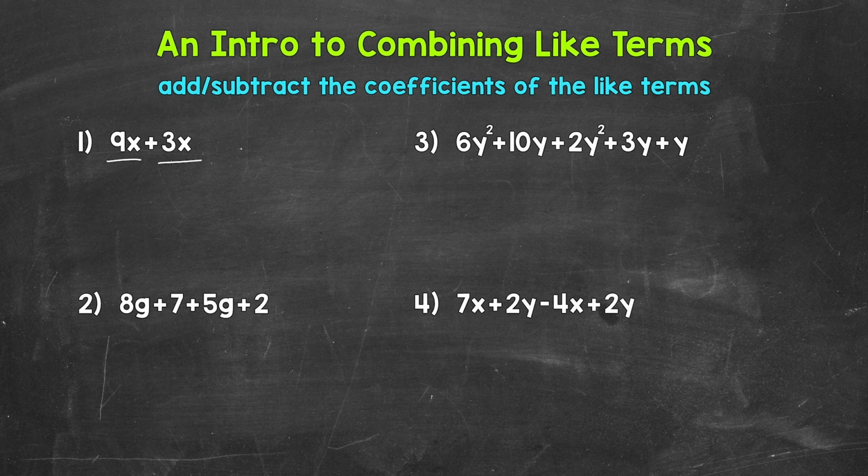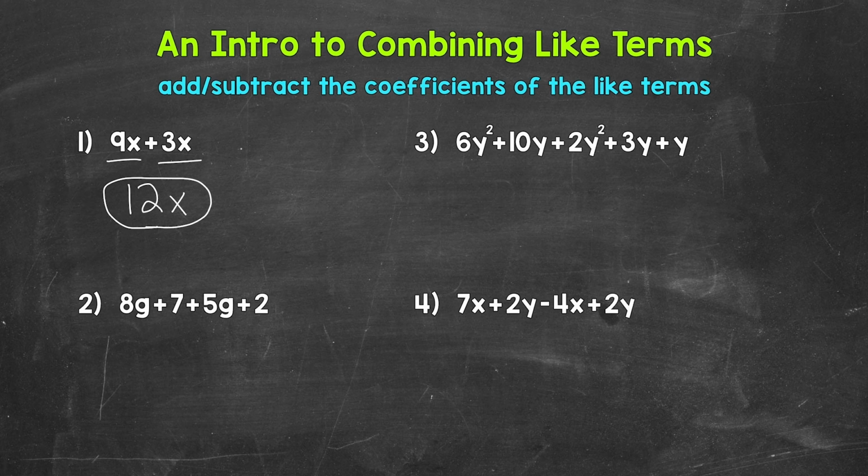Now, when we combine like terms, all we need to do is add or subtract the coefficients, the numbers in front of the variables. The coefficients in number 1 are 9 and 3. We have a positive 9x plus a positive 3x, so let's add those coefficients. 9 plus 3 is 12, and then we have the variable of x. And that's it. We took those two like terms, 9x and 3x, and combined them into one term, 12x. 12x is equivalent to 9x plus 3x, so we didn't change the value of the expression. So 12x is our final simplified expression.